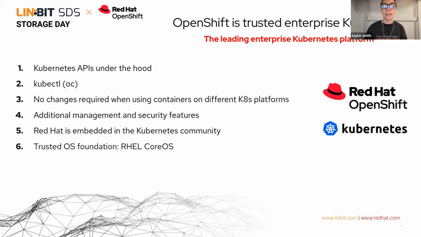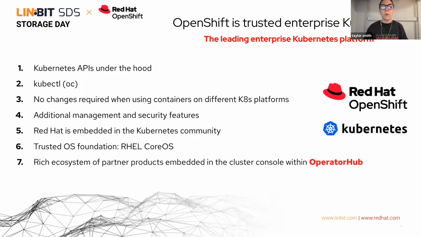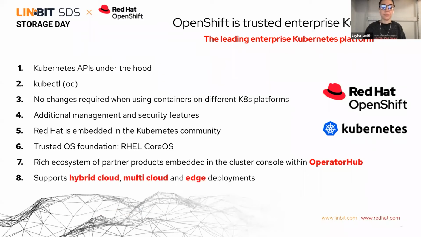Red Hat Enterprise Linux CoreOS, or RHEL CoreOS, is the foundation of the OpenShift platform. CoreOS shares the same kernel as RHEL, and it's optimized for running containers and managing Kubernetes clusters at scale. We also have a rich ecosystem of products from our software partners and hardware partners within OpenShift's embedded operator hub. And then lastly, OpenShift famously supports hybrid cloud, multi-cloud, and edge footprints.